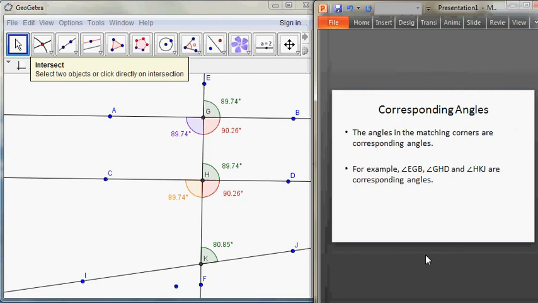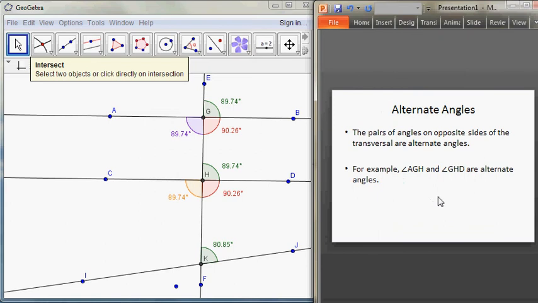We're going to look at three different types of angles for lines. First off, we have corresponding angles. The angles in the matching corners are corresponding angles. For example, angle EGB and angle GHD and angle HKJ are all corresponding angles because they're all on the top right hand corner of the intersection of the lines and the transversal.